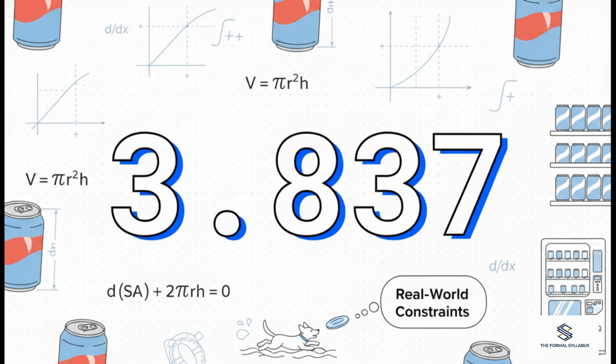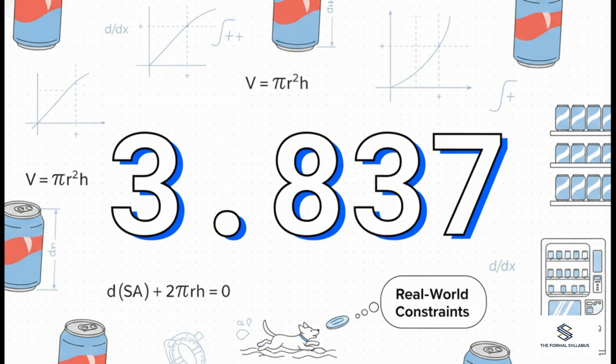And what about our soda can problem? Well, we used the fixed volume constraint of 355 cubic centimeters to eliminate the height variable. Then we took the derivative of the surface area function, set it to 0, and solved for the radius. The mathematical result, 3.837 centimeters, is the optimal radius to minimize the aluminum used.